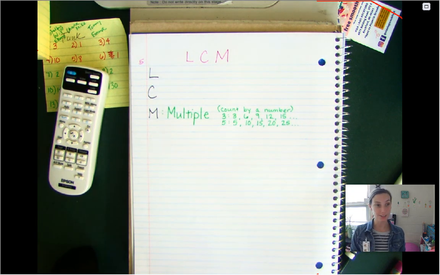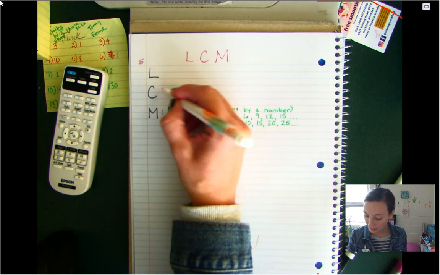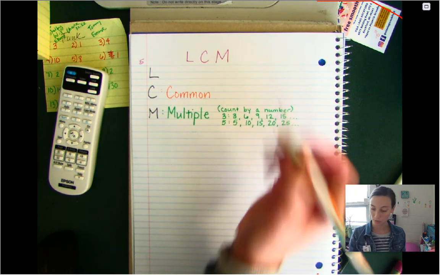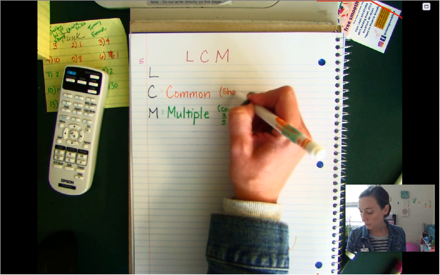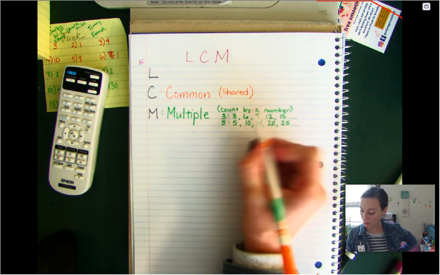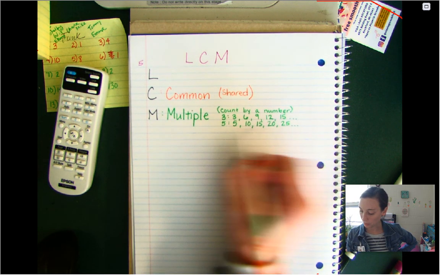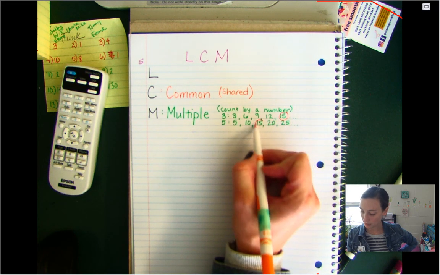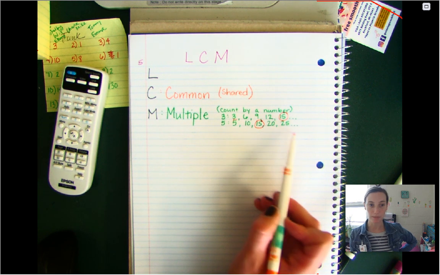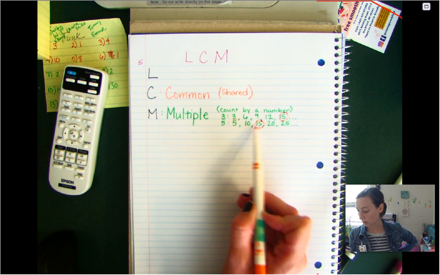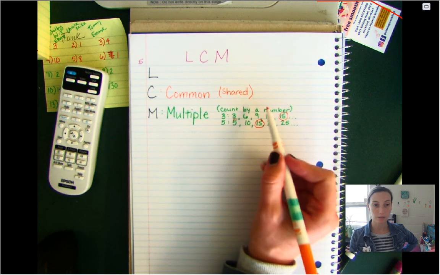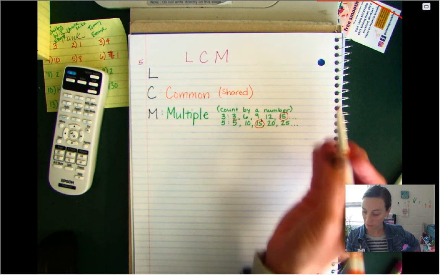Just like yesterday, C stands for common. And when we say common, again, we mean shared. So if we're looking at common multiples of 3 and 5 that show up in both places, one I see is 15. I'm looking at my numbers and none of these other numbers show up in the 5 list. And these numbers don't show up in the 3 list. It's just 15. So a common multiple of 3 and 5 is 15.